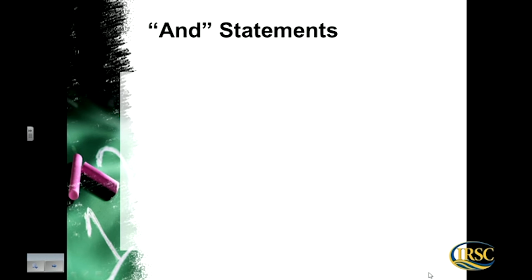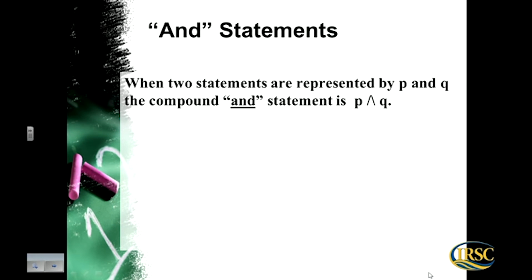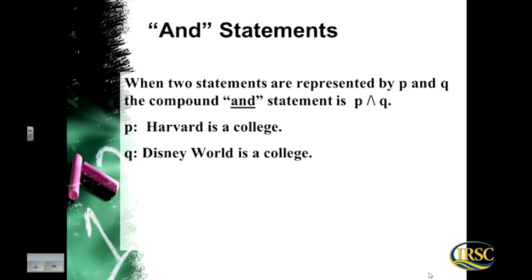Okay, so let's take a look at each one of these connectors in more detail. If you're using the connector and, then symbolically you use this symbol that looks like an upside-down V. Or, if you will, notice that we can make it look like an A by just putting that little bar across it. But it's not an A, okay? So make sure that your symbol looks like an upside-down V. So let's say, for example, that P stands for Harvard is a college, and Q stands for Disney World is a college.